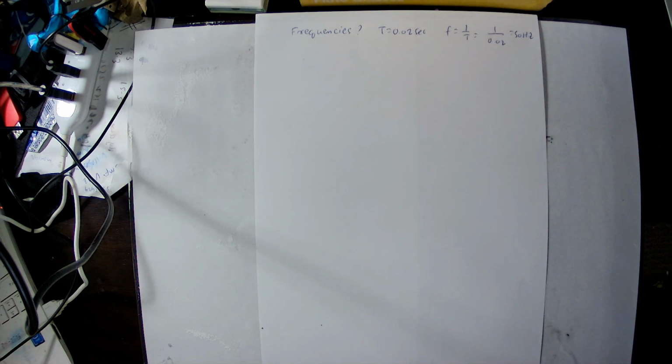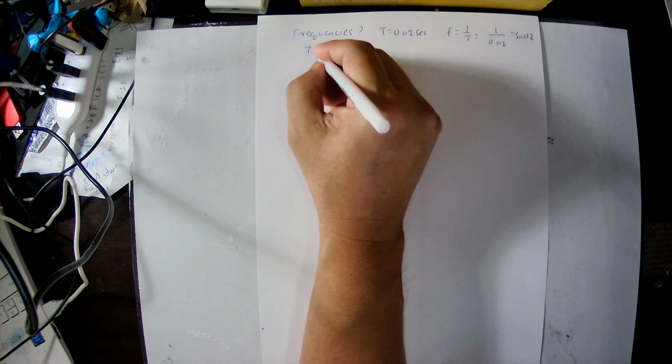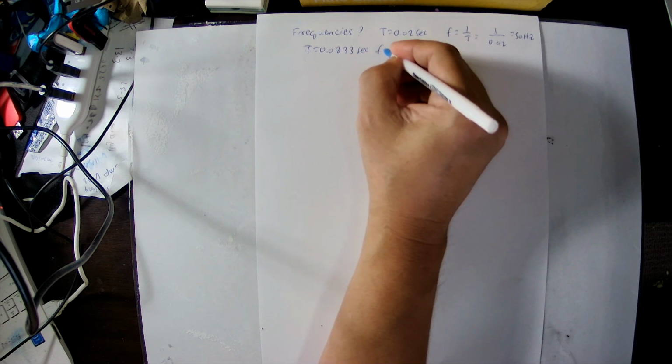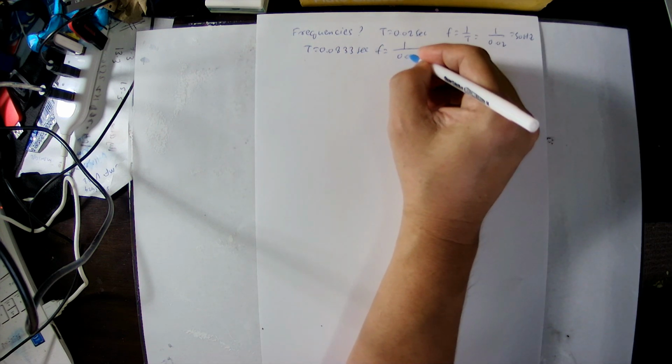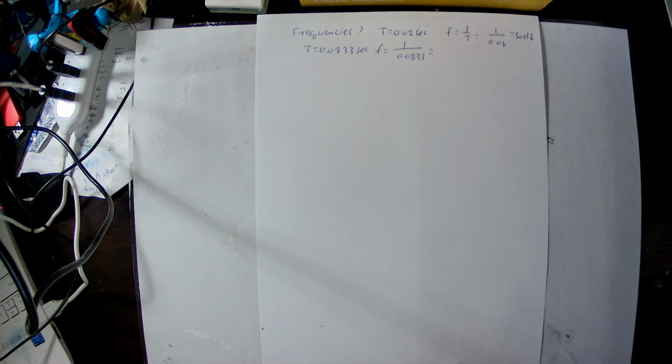The next problem, we also need to calculate the frequency. The time is 0.0833 second. T equals 0.0833 second. So the frequency can be calculated as 1 divided by 0.0833. So the frequency value is 12 hertz.